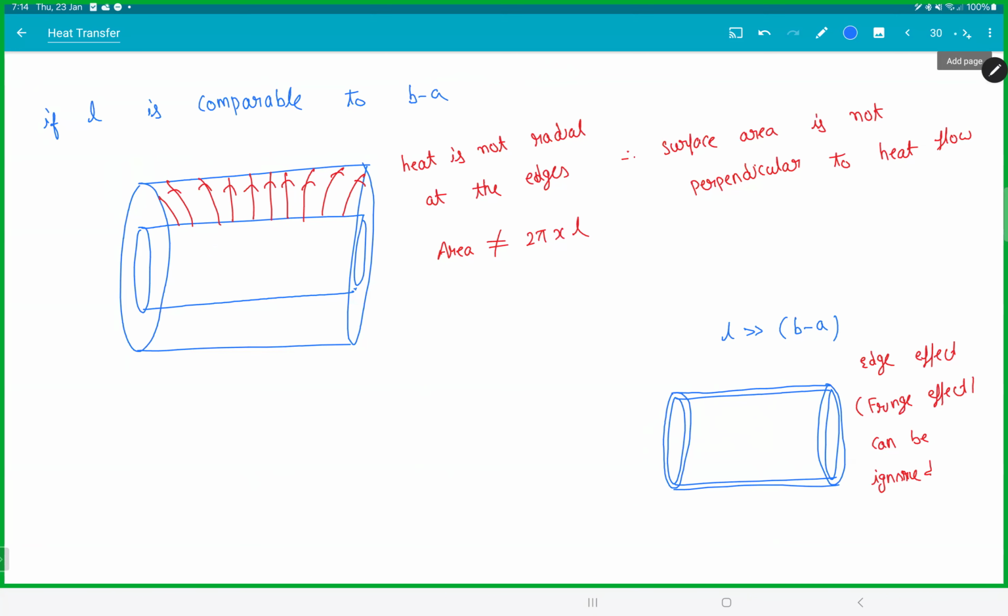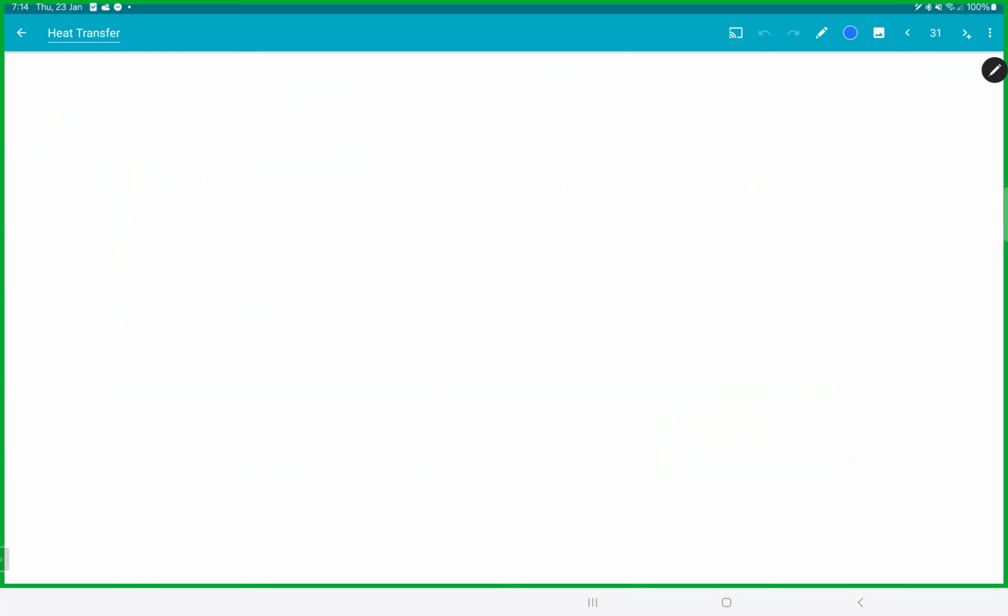Soham, clear na? Clear, Abhinav, Ansh, Adi? Next one.